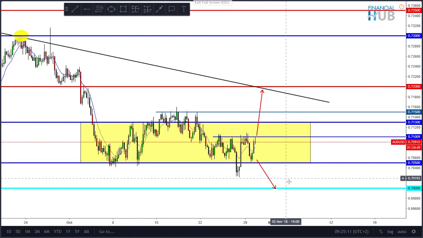So that's basically what I have on Aussie dollar, just an overall outlook. And maybe you can go down to the EA and see what's happening down there.